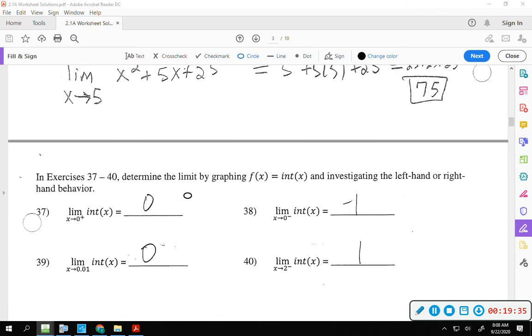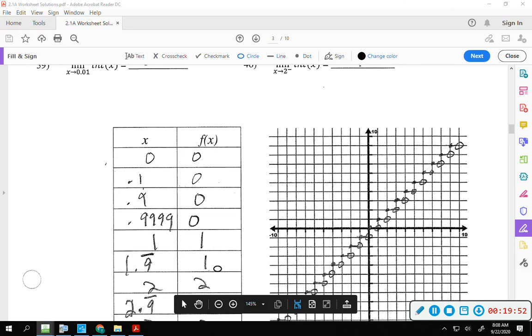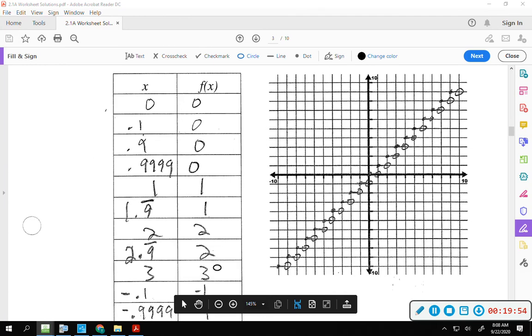All right. In exercises 37 through 40, determine the graph of this function and investigate the left or right hand behavior. Okay? How do we, first of all, graph this integer function? I want to talk to you about that quick right here. Some students call it the step function. It's called the greatest integer function. It is in your calculator. I'll show you where it is in the calculator when we're done looking at this particular function.